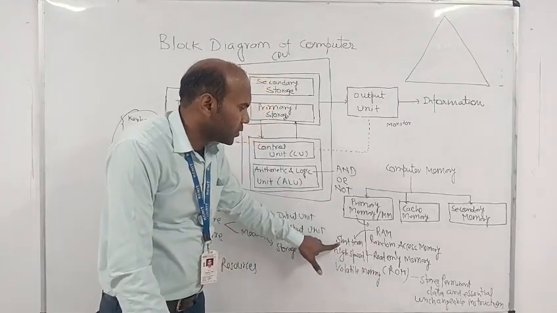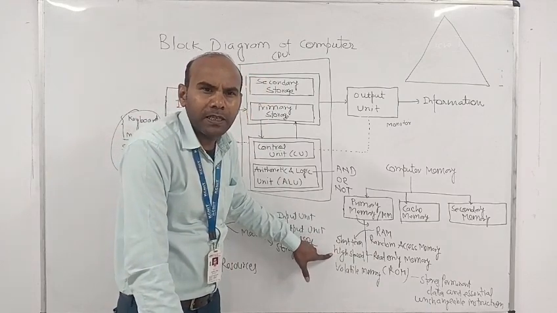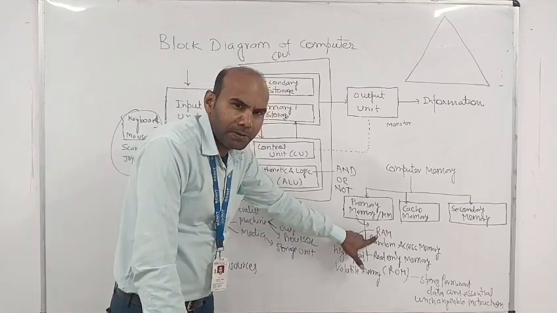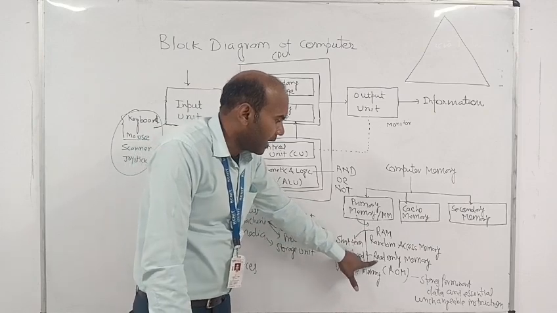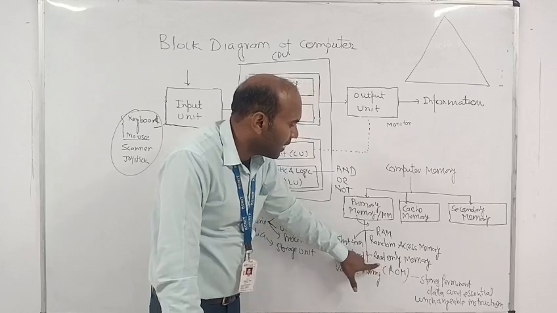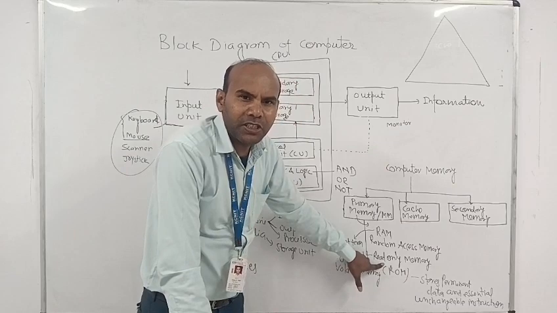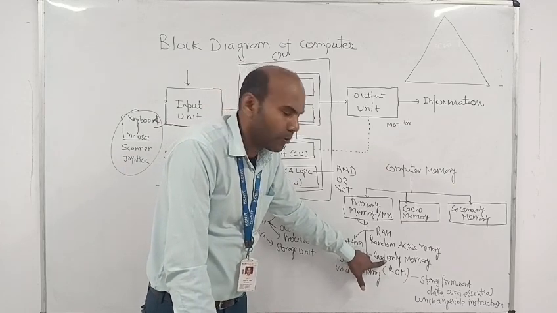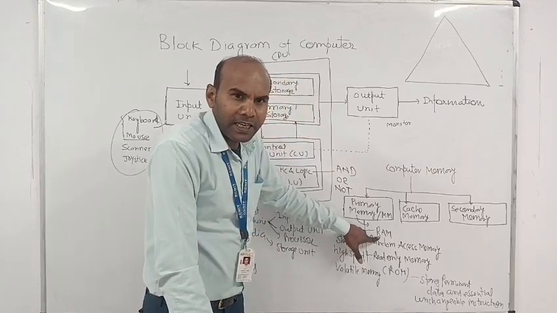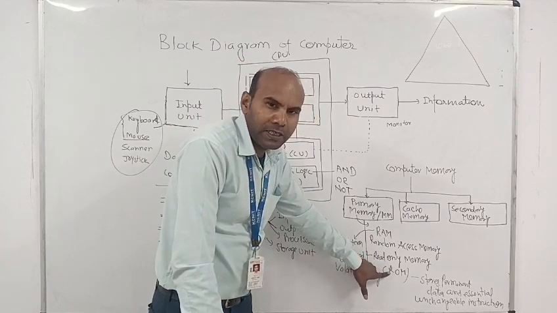Basically, random access memory is short-term, very high-speed volatile memory. The nature of random access memory is volatile. The second is read-only memory, which stores permanent data and essential unchangeable instructions for the booting process of the system. So the nature of RAM is volatile, and the nature of read-only memory is non-volatile.